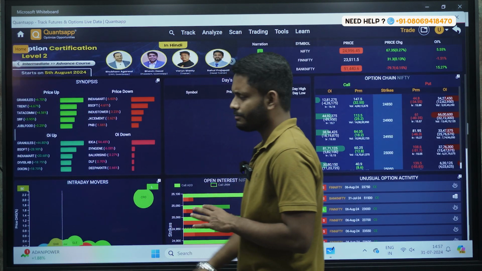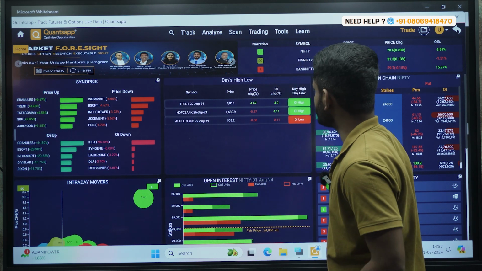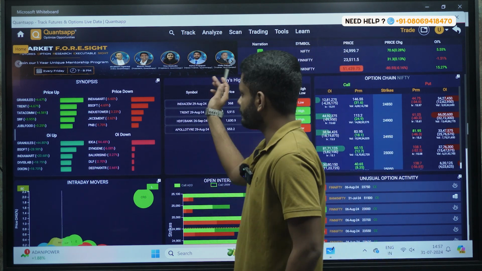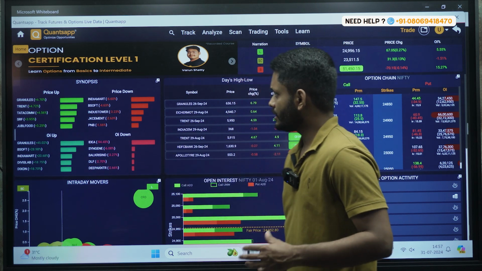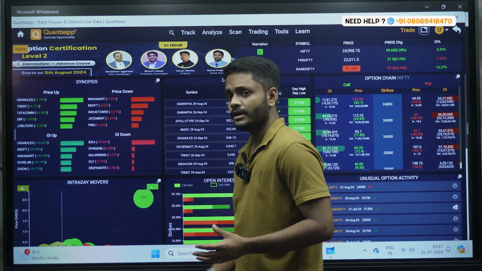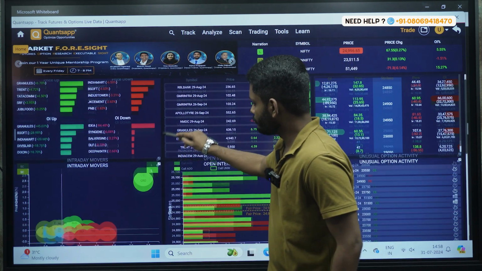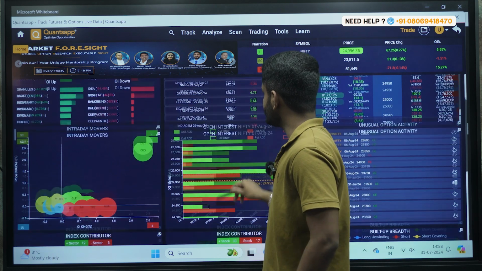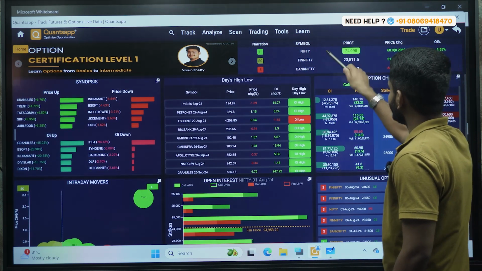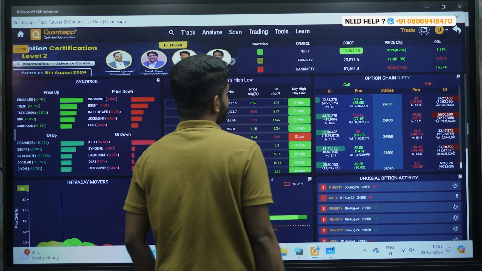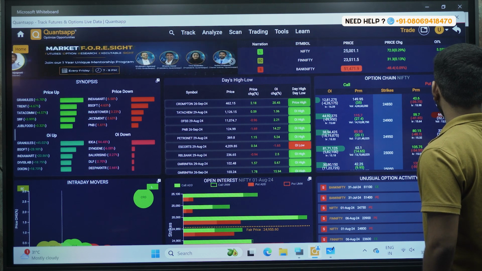Before proceeding, let me give you an overall idea about the home page. This is how the home page looks. If you see here, there are multiple tools, like option synopsis, where you can see the top gainer and top loser based on price and OI, and then the intraday movers. This is a very interesting concept. Then there are days high low and option chain. On the right hand side top corner, the major indices are reflected: Nifty, Fin Nifty and Bank Nifty.